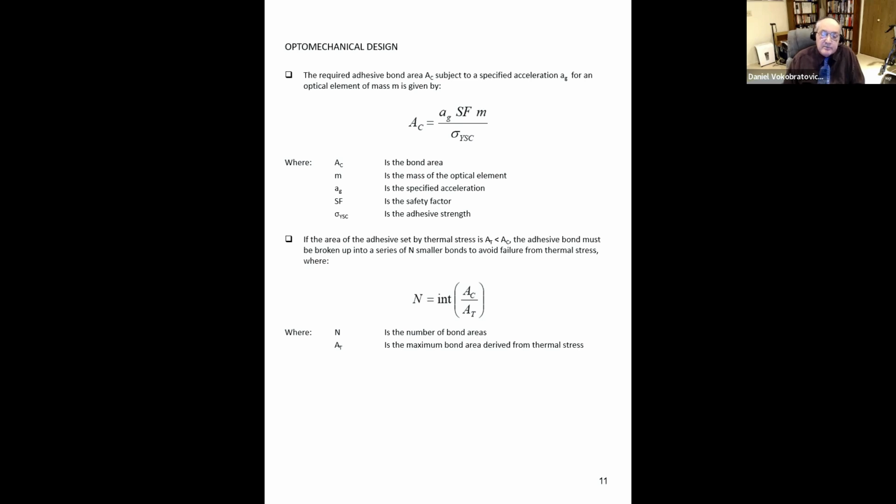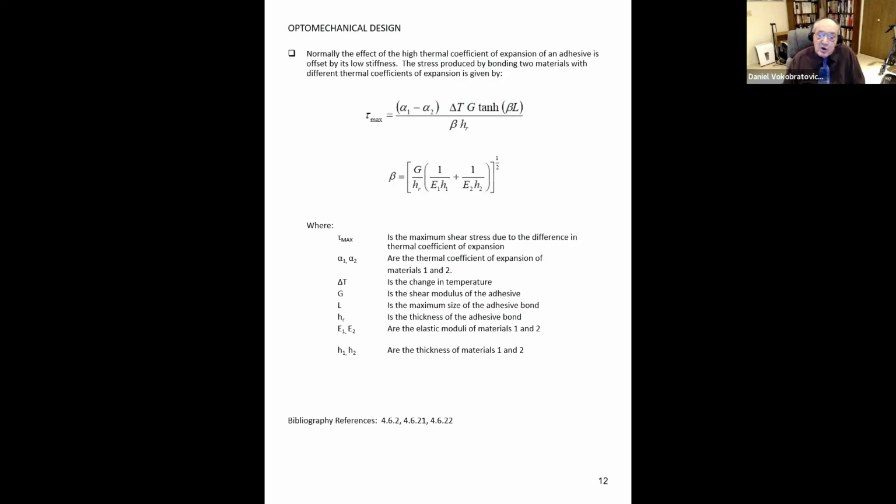The next slide shows how we go about deriving the maximum size of the bond area. Basically, the maximum size of the bond area is set by the shear stress in the adhesive. So here we see an equation which allows us to evaluate that shear stress. I'll walk very quickly through the elements of this equation. Alpha sub 1 and alpha sub 2 are the thermal coefficients of expansion of the metal and glass that we're bonding together. Delta T is the change in temperature. G is the shear modulus of the adhesive. L is the maximum size of the adhesive bond.